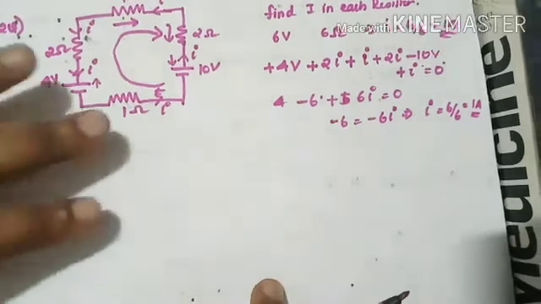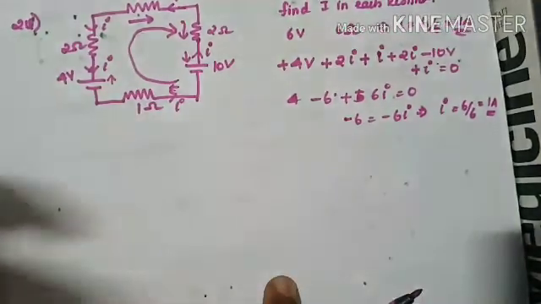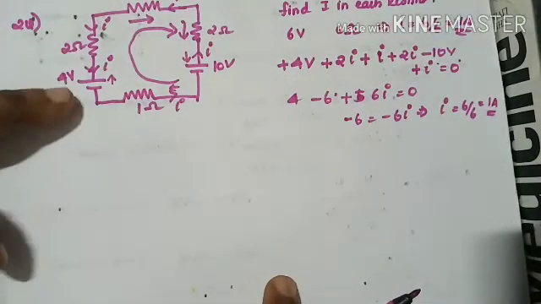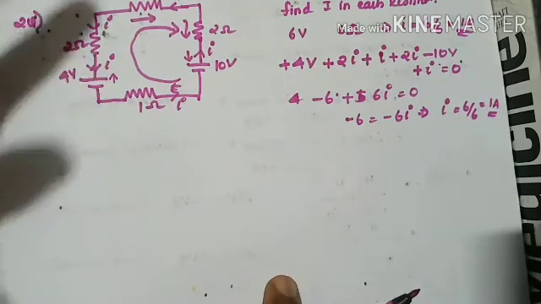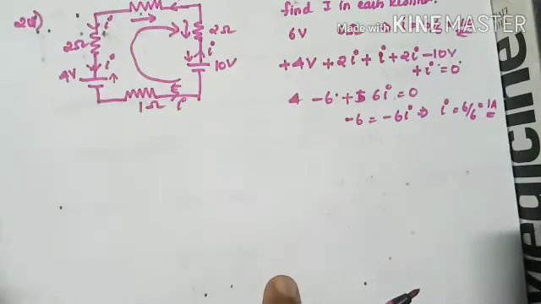Now I would ask you guys to do the same circuit by doing an alternative. That is, consider that this current is flowing from the 4 volt source. What would the equation be? Take your time, pause the video and write it by yourself. That is the question. Please listen properly.